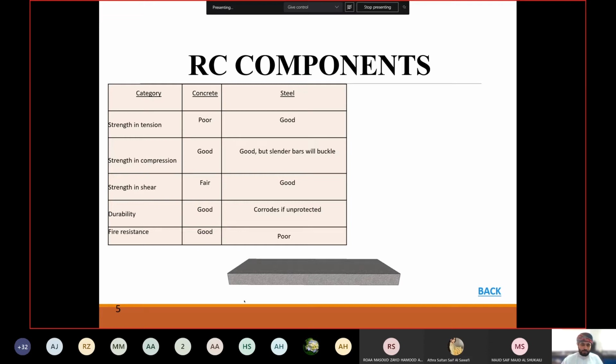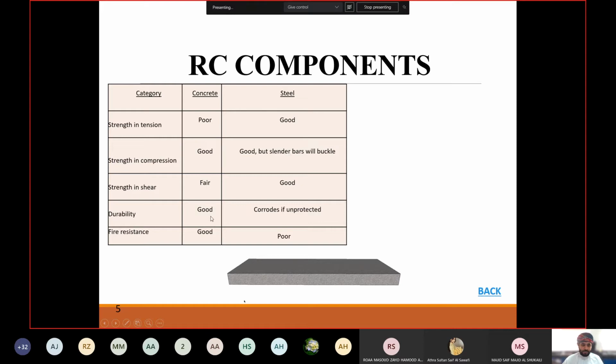In compression, it's the other way around. For concrete, these are the two particles, and we are trying to push them together. So the gap between them is going to reduce, and whenever the gap reduces, the element is going to get stronger, because there are fewer gaps, less air. For the steel, once again in compression it's good, but if we have slender bars, then these bars are going to buckle.